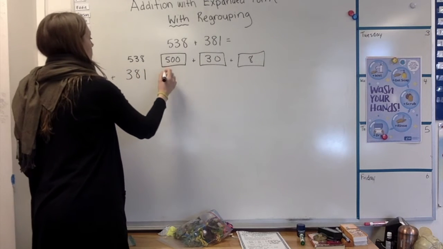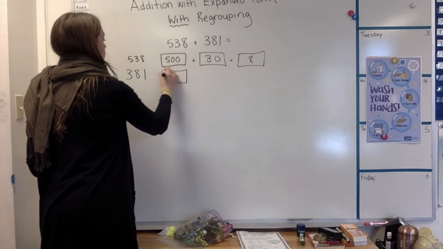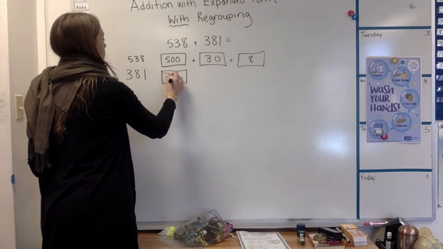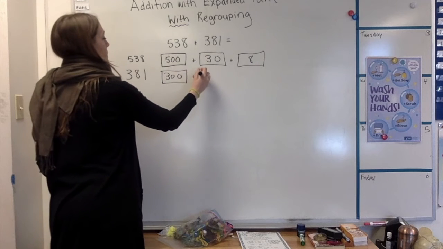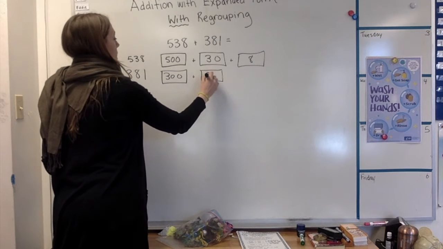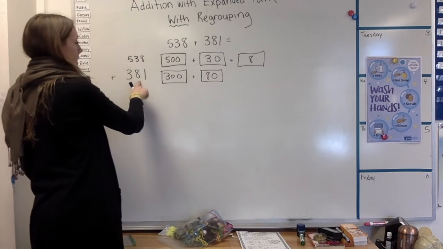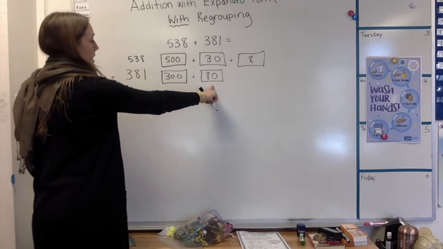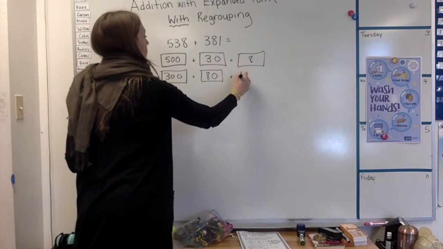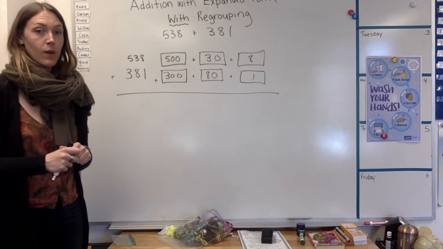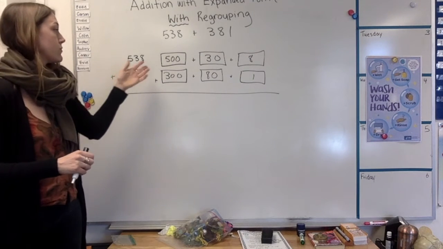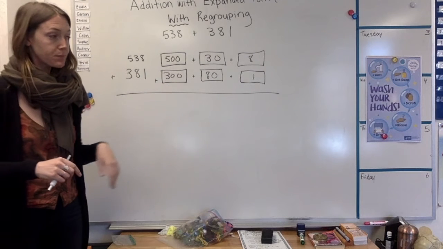381. So we're going to write that number in expanded form. So 300, because there's a 3 in the hundreds place, plus 80, because there's an 8 in the tens place. So 80 means 8 tens. And we have a 1 in the ones place. Okay, so we now have our question written in expanded form.